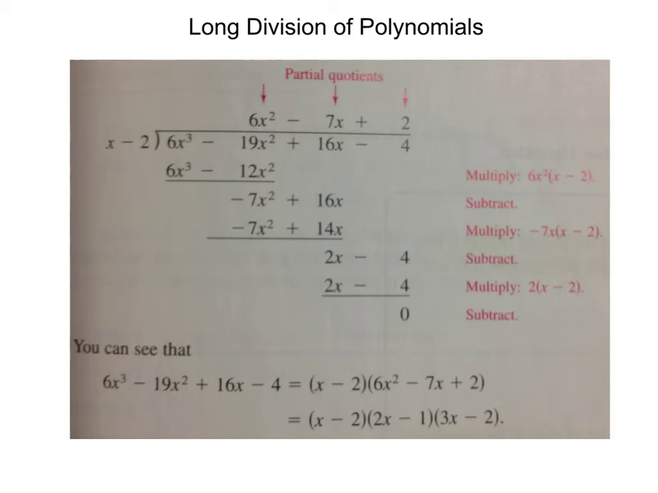The big idea is that we can take this and factor the function into x minus 2, since there was no remainder. We know that x minus 2 is a factor, and 6x squared minus 7x plus 2 is our quotient. I can further factor 6x squared minus 7x plus 2 into 2x plus 1 times 3x plus 2, and that function is completely factored.